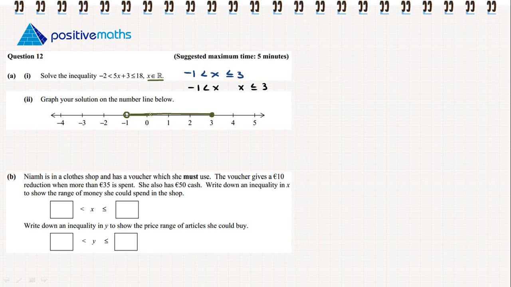and a different colored pen or pencil, we just draw the heavy line in between the two to suggest that includes all of the real numbers in between the two numbers. Again, not including minus 1, but including 3.